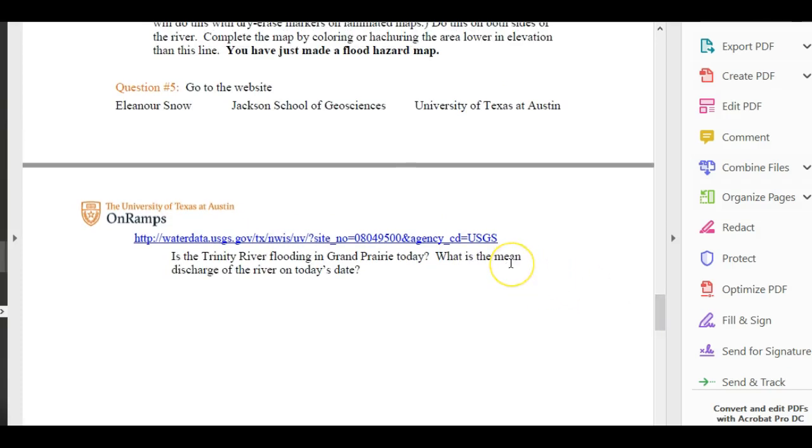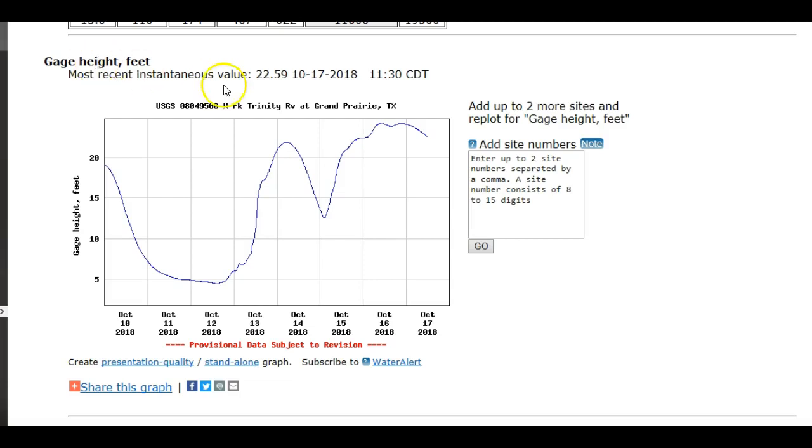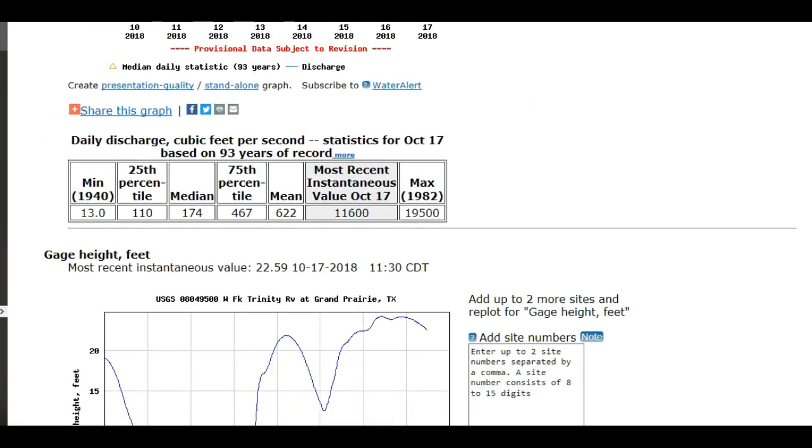So I'm going to record the answer down here as to whether or not it's flooding. It says, what is the mean discharge of today's date? Again, I just showed you that. The mean discharge was the one that was highlighted for you. That particular one would be right here, the mean discharge. Okay, don't get it confused. It's not this one. It's the mean, the average. All of that concludes part number 3 on your lab worksheet.